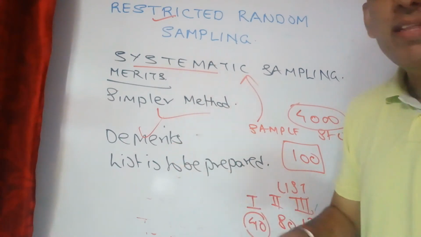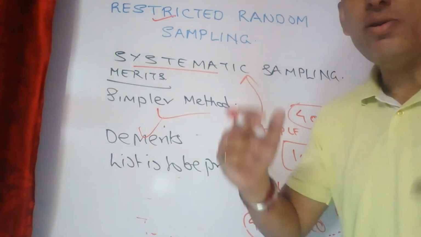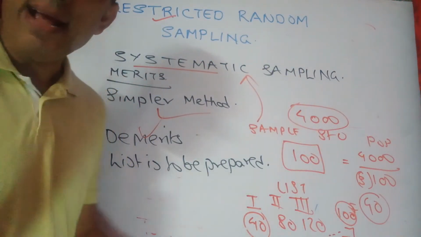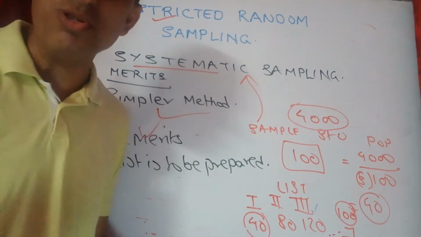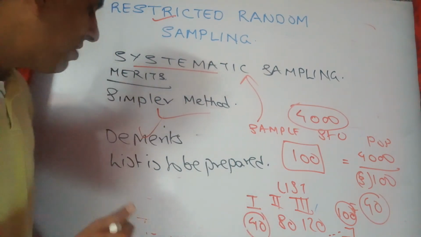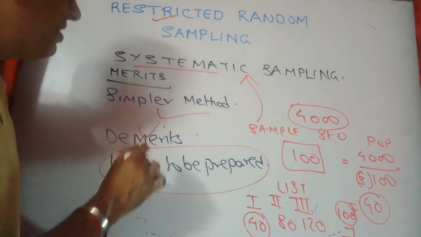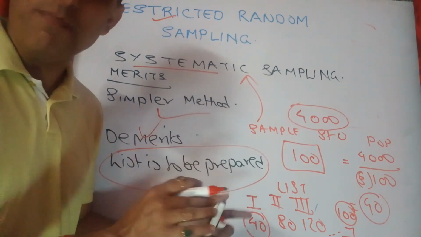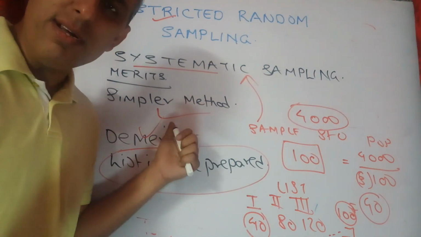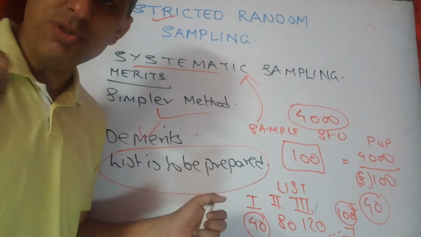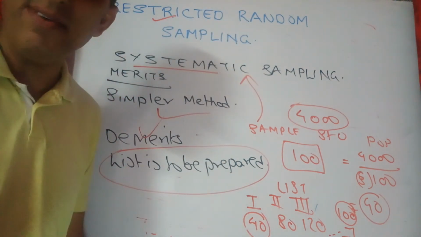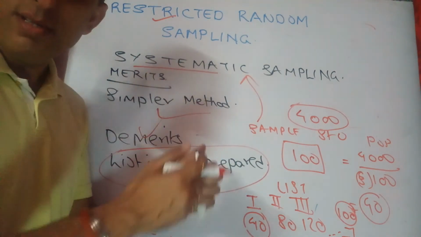Next comes the list to be prepared as far as the next element is concerned, that is the demerit part. For that we have to prepare the whole list, students. Clear? So that whole list preparation itself can be a little bit of an issue, and that is tedious and time consuming. So on the flip side, or on the negative side, the entire list to be prepared is one demerit, but I think it is a pretty simple method to be followed, and therefore its merit overpowers its demerit. So the second method of restricted random sampling after the stratified one is systematic sampling for you all, students.